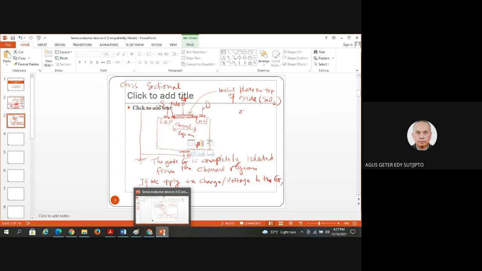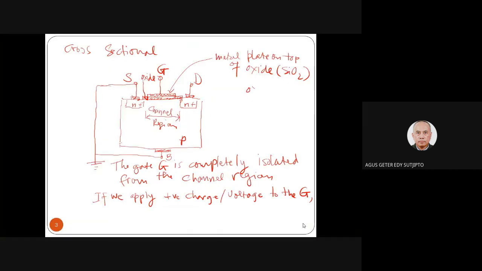Okay, now we continue. What happened with the G? In the metal G here, we apply the voltage, or we apply the positive here. What is the connection? Okay, I will draw again so then it will be clear.